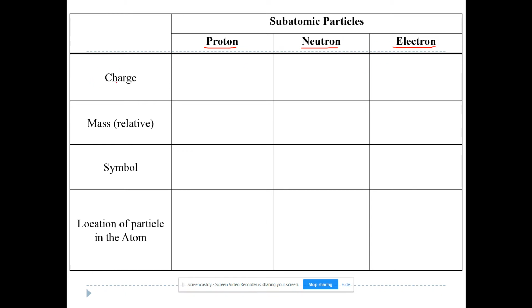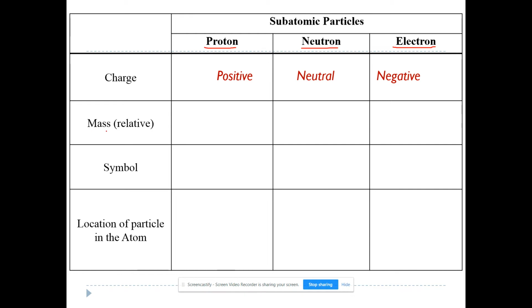Let's first start talking about their electrical charges. Protons are positive, neutrons are neutral, and electrons are negative. It's important to know that neutral means no charge. It's not that it has a charge of 0, it means that there is no charge.